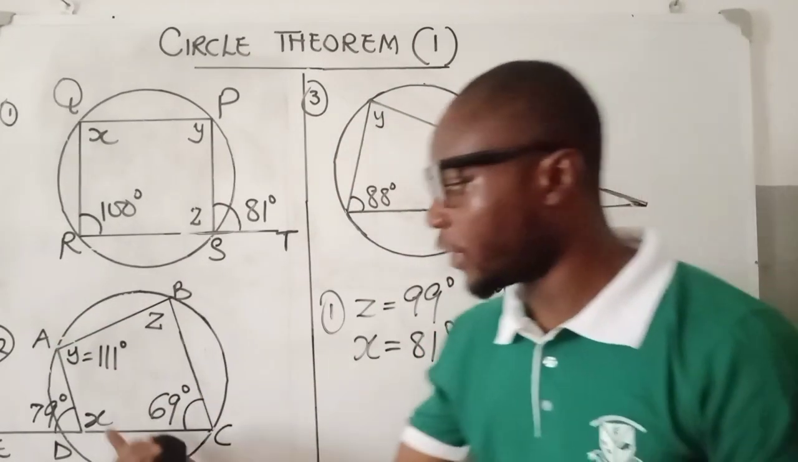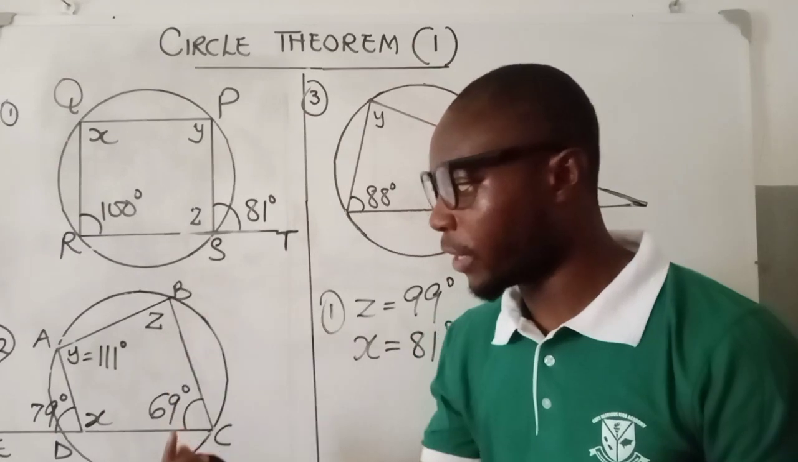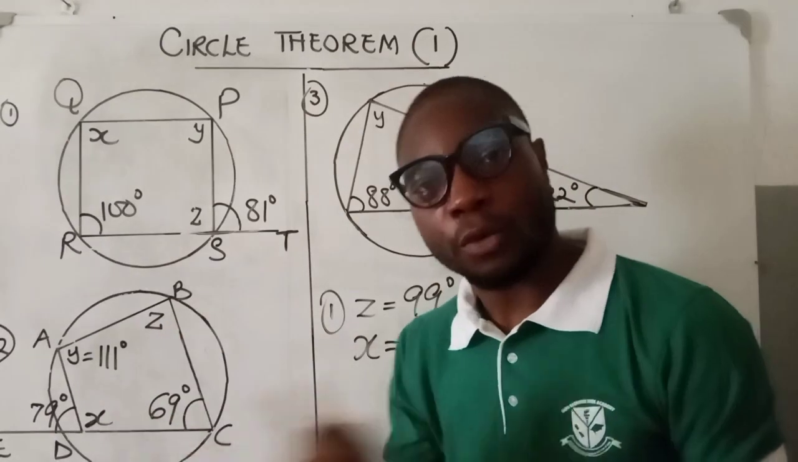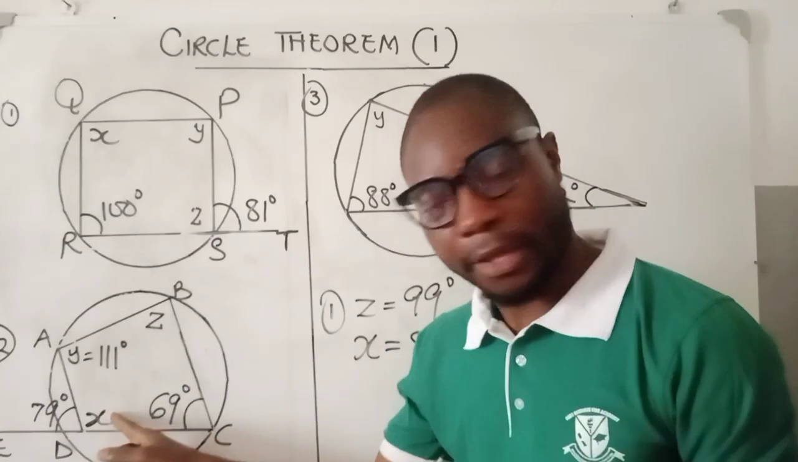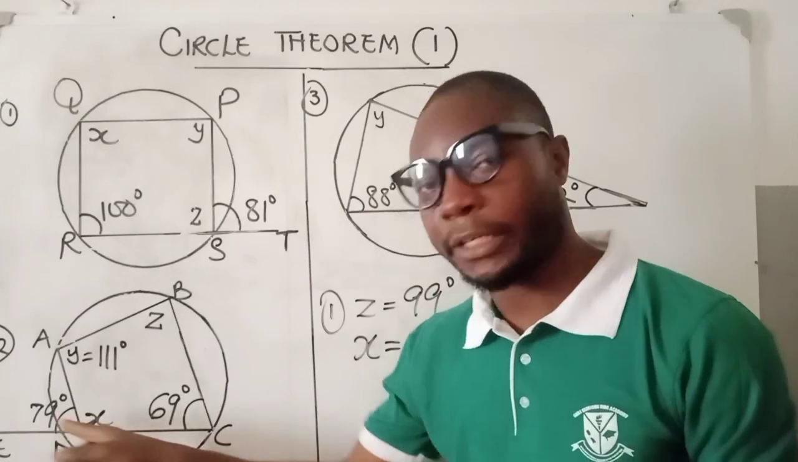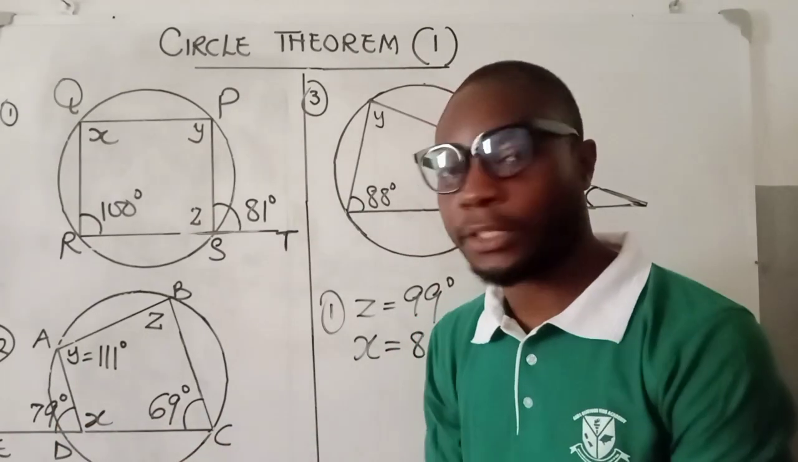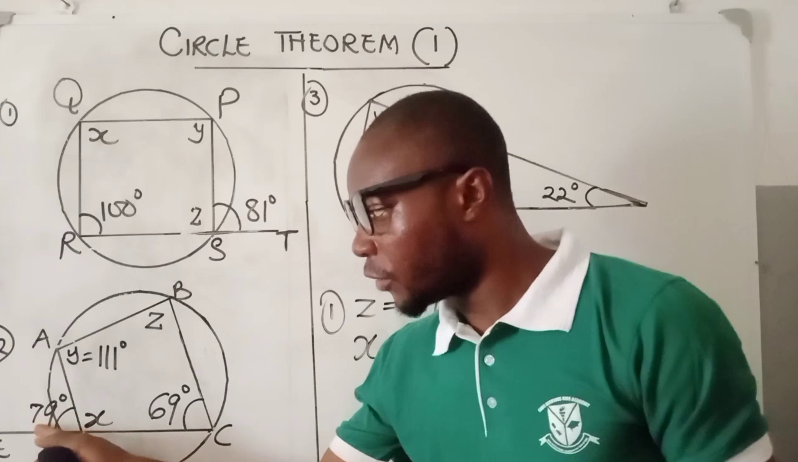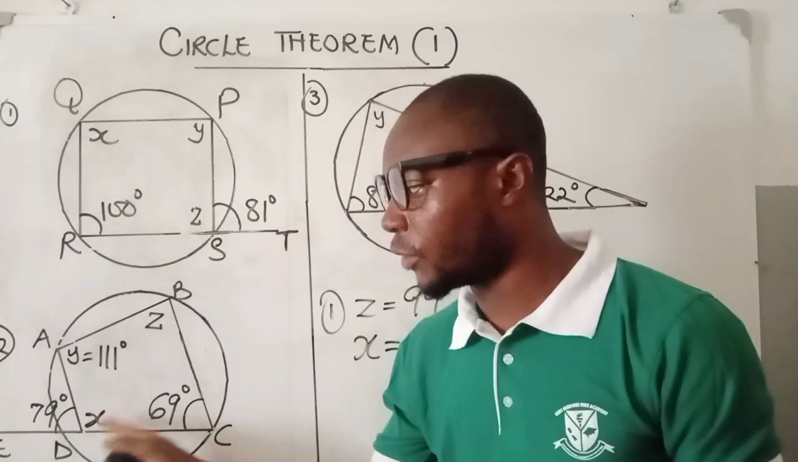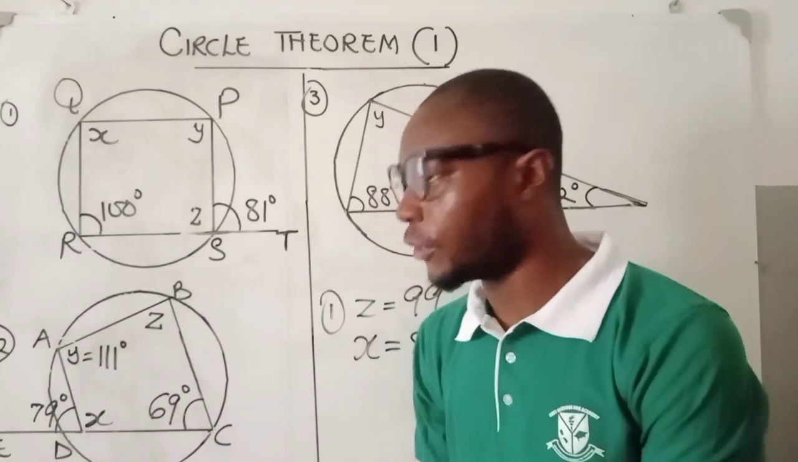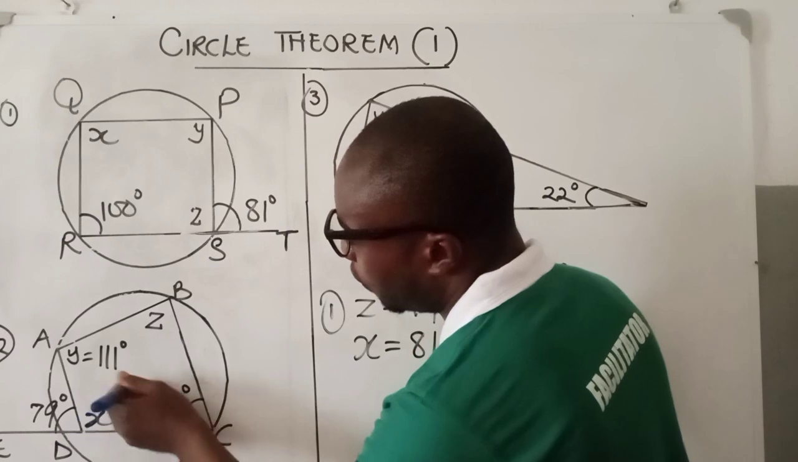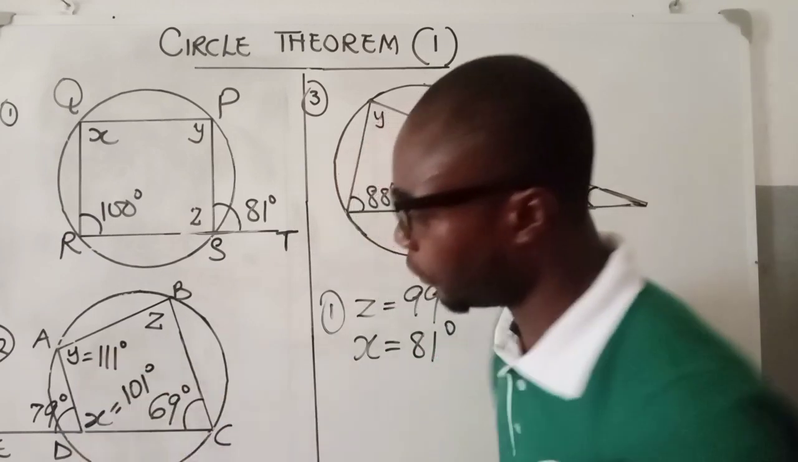Now let's get the value of x and the value of z. But before we can get the value of z, we need to first of all get the value of x. To get x, we remember that the sum of angles on a straight line is equal to 180 degrees. That means 180 minus 79 degrees will tell us the value of x. So 180 minus 79 degrees is equal to 101 degrees. So the value of x is 101 degrees.